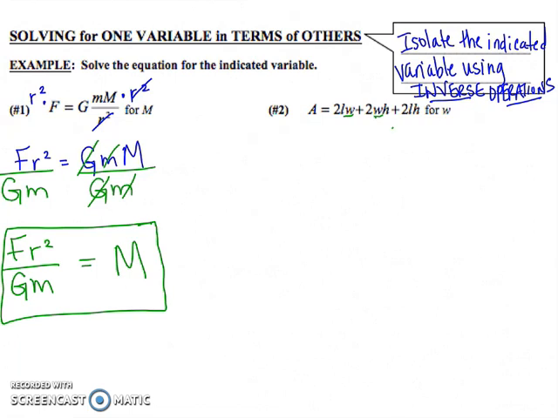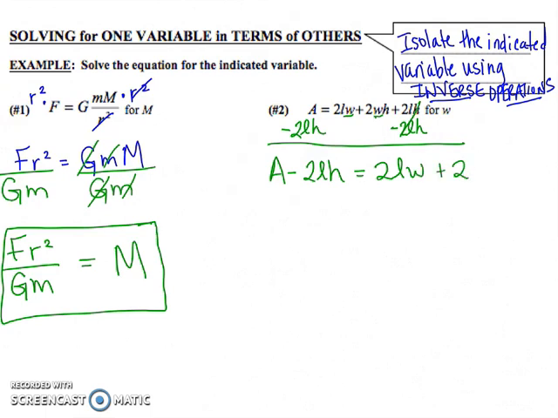So the first thing I'm going to do is subtract this 2LH term over to the other side of the equal sign. Because if it doesn't have W in it, get rid of it. Next step, again, I've got a W here and I've got a W here. Since I've got two terms that both have W in them, let's factor W out. So if I take out a W, then I'm going to have 2L plus 2H.